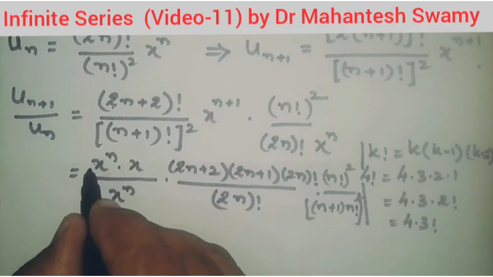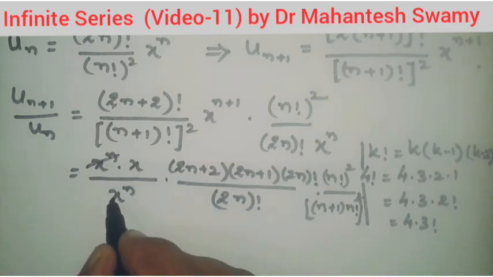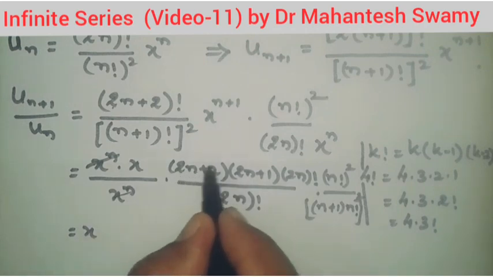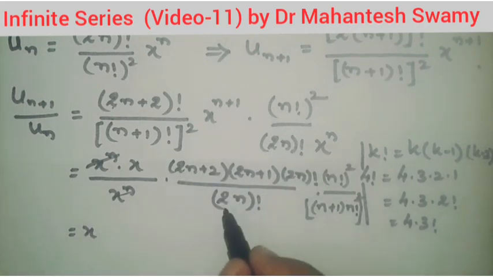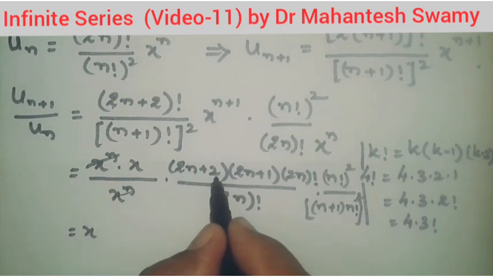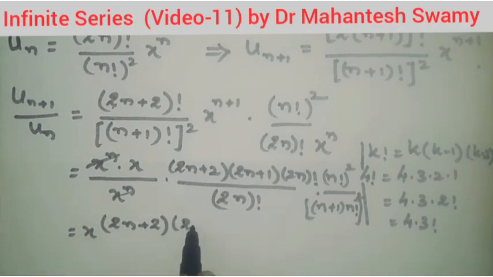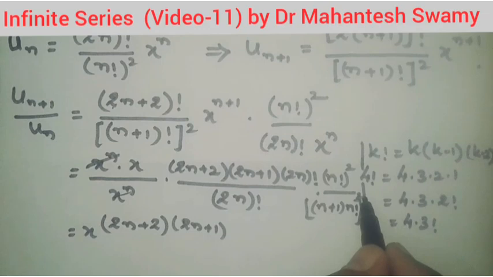So now the time to cancellation. x to the power n cancels with x to the power n. So x remains. (2n)! cancels with (2n)!. It is 2n plus 2 into 2n plus 1. So 2n plus 2 bracket into 2n plus 1 remains here after cancelling (2n)! from the denominator. Now (n!) whole square cancels with (n!) whole square.